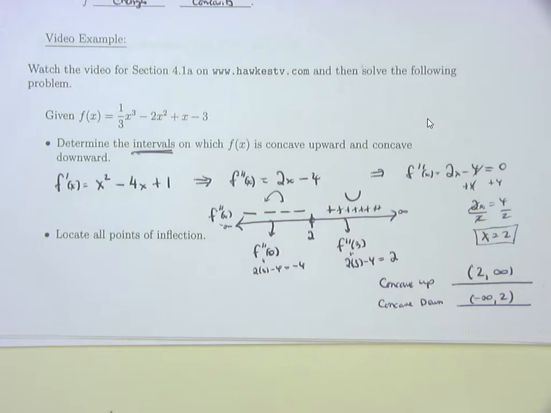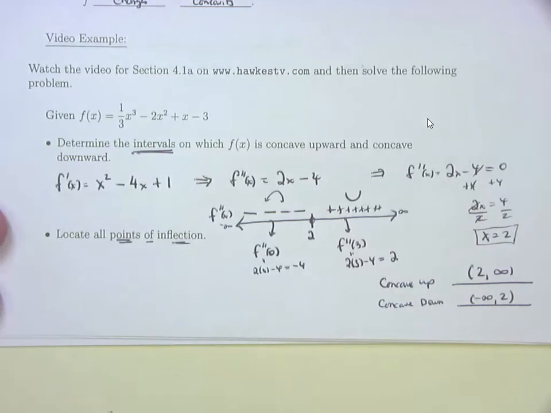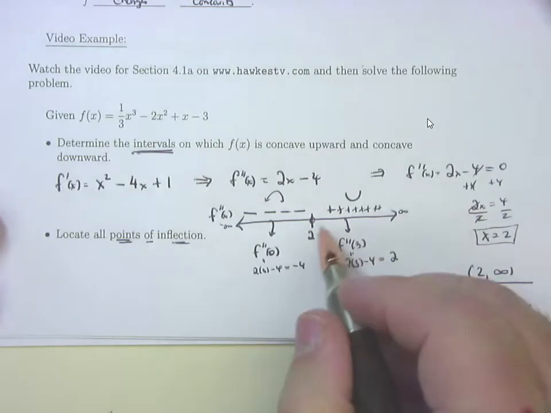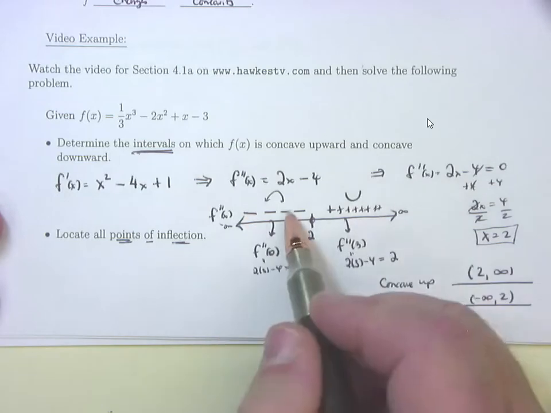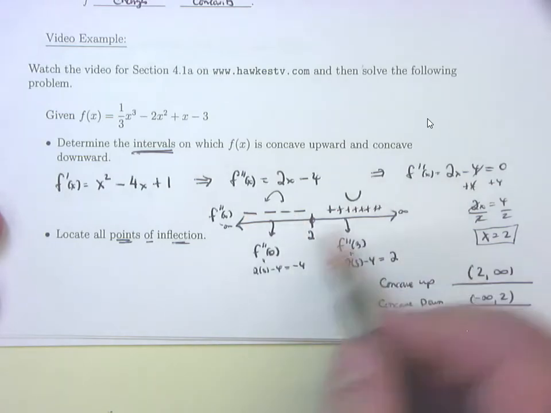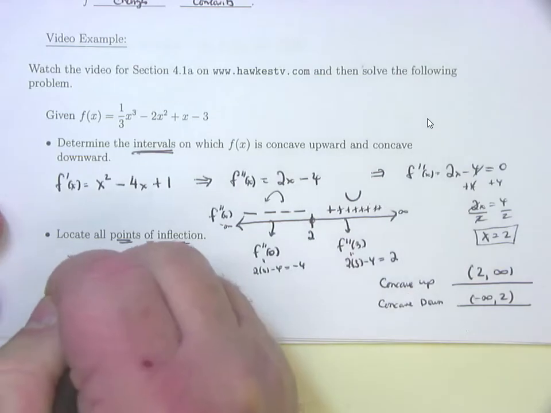Now, locate all points of inflection. Look at it. This is my inflection number, as I call it, the hypercritical value. But look at it. I was negative concavity, and then I was positive concavity. I changed concavity. So x equals 2 is an inflection number.